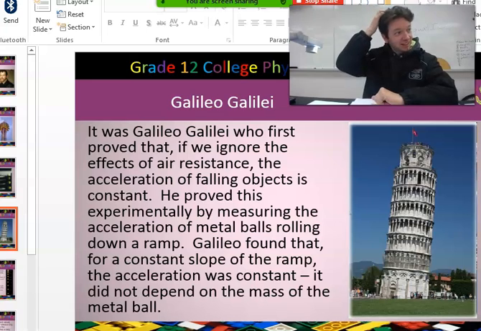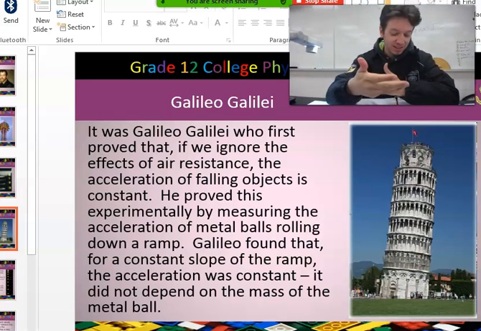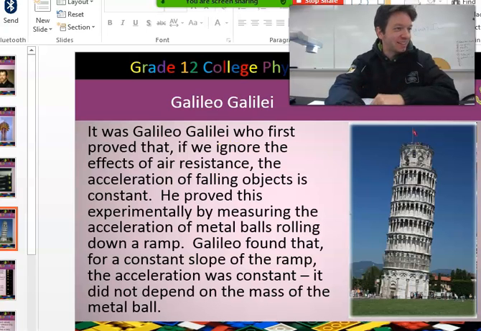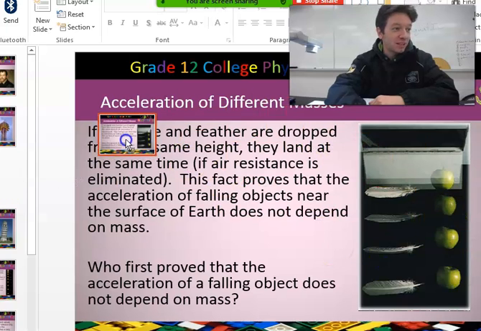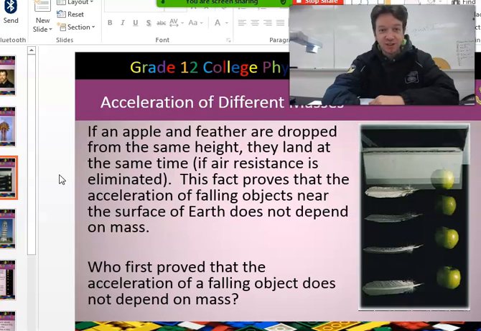Galileo actually, the myth, I don't know whether he actually did it or not, but the myth is that he went to the top of the Leaning Tower of Pisa and he would throw off different objects of different masses and compare when they hit the ground. And what he determined was actually fascinating. He determined that all objects, regardless of their mass, accelerate downwards at the same rate.